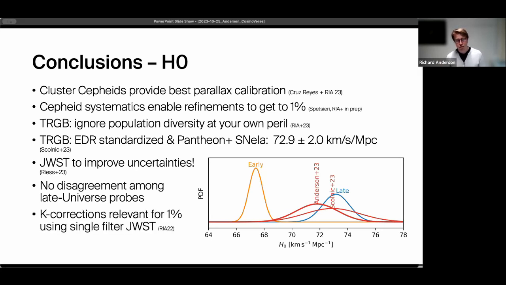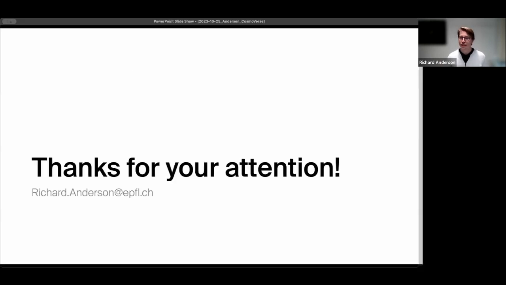One thing I did quickly want to mention is that K corrections actually become relevant if we seek to go to a 1% measurement with the TRGB using single filter James Webb Space Telescope measurements. Obviously, I didn't have time to mention this today, but a paper of mine from last year will tell you more about that. Thanks very much for your attention.